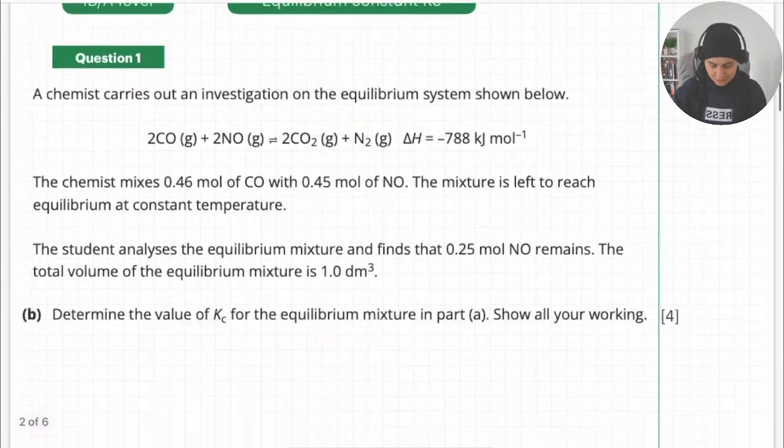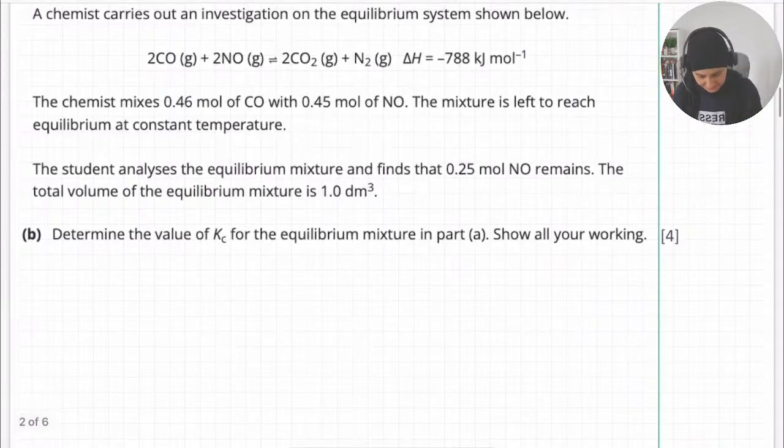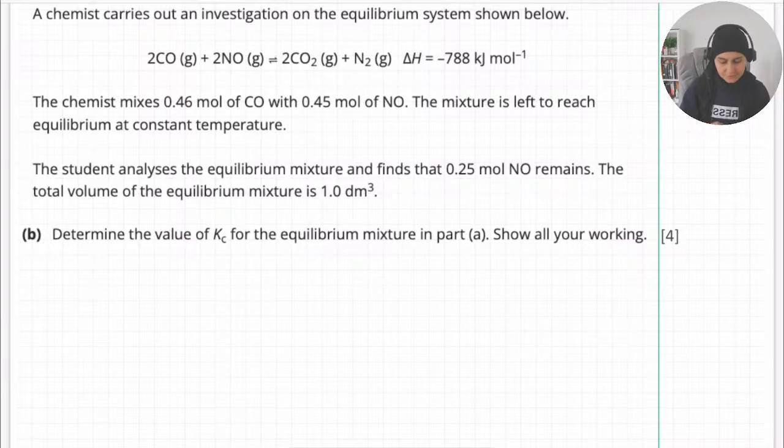That's the same question, the same beginning. But then determine the value of Kc for the equilibrium mixture in part A. Show all your working. Right, so in the type of questions where you're given initial moles or initial concentration, when you have concentrations or moles at the beginning of the reaction, then in this case you need the ice table.